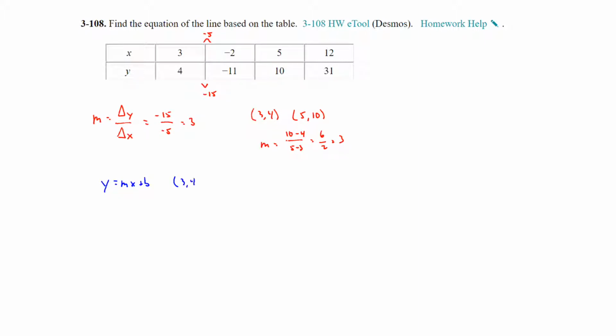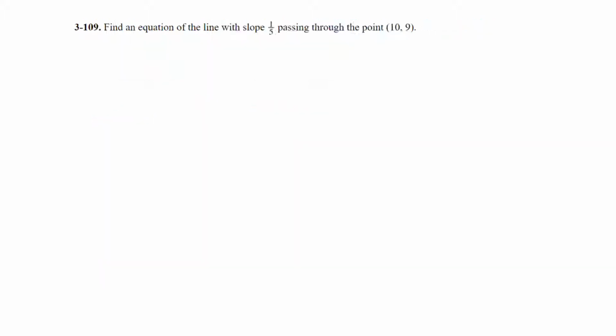I'm going to use the point (3, 4) with my slope of 3. And so y is 4, my slope is 3, my x value is also 3, and my y-intercept I don't know. That's what we're solving for. And then when we subtract 9, we get b equals negative 5. So the equation would be y equals m, which is 3, x, and then minus 5.